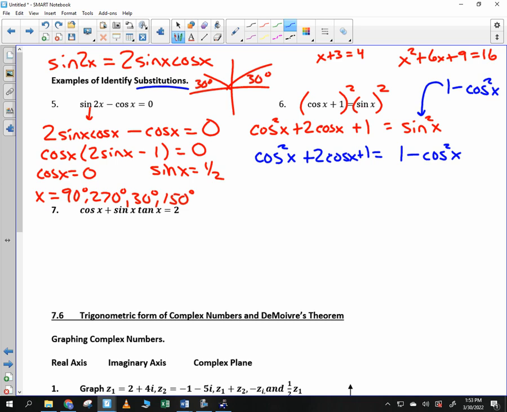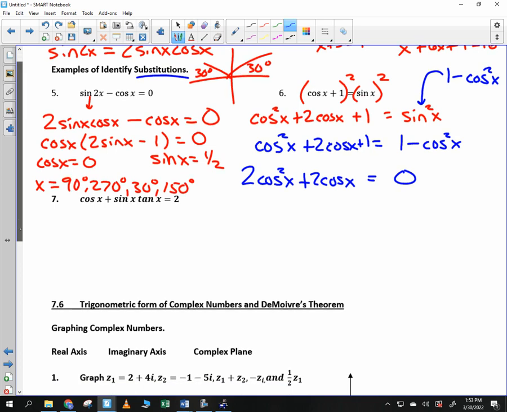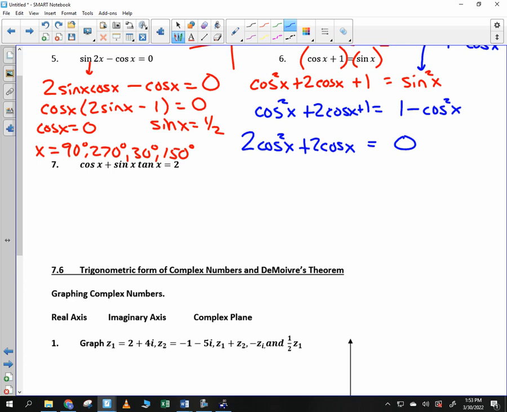Set it equal to 0, so let's add cosine squared to both sides. So we'll get 2 cosine squared plus 2 cosine of x. And then what else should we do? Subtract 1 from both sides and get 0. That's our new equation now that we gather our terms. What should we do now? Take out a cosine, or even a 2 cosine of x, and you'll be left with cosine of x plus 1.